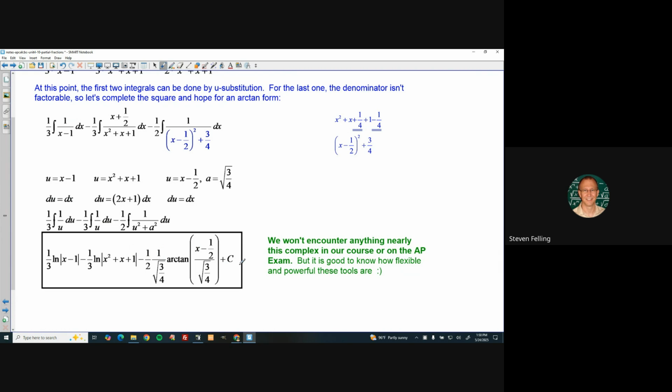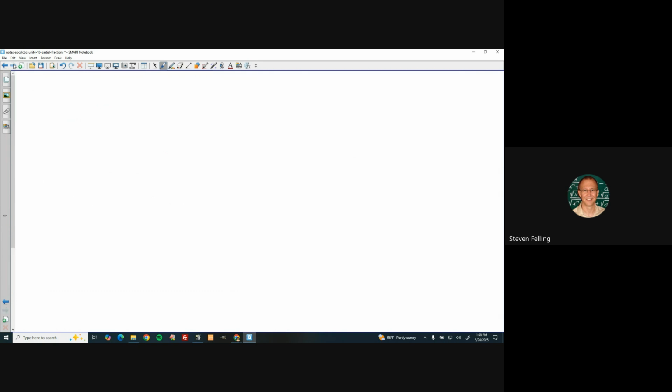Right? So we won't encounter anything nearly this complex, but it's good to know how far these tools can be pushed. All right, that concludes both videos there for partial fractions expansion, the third most common procedure.